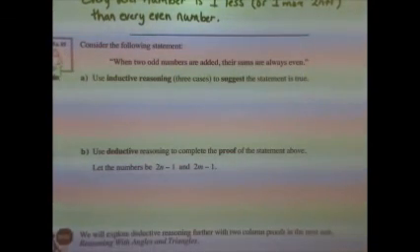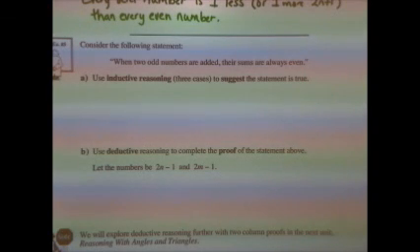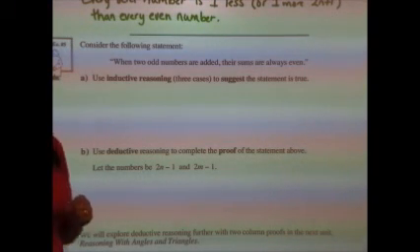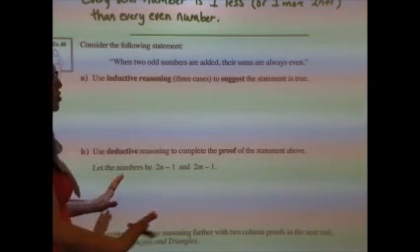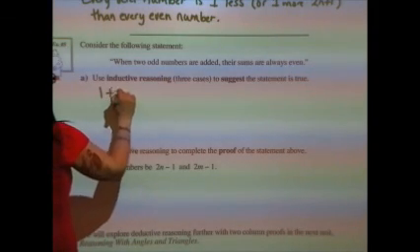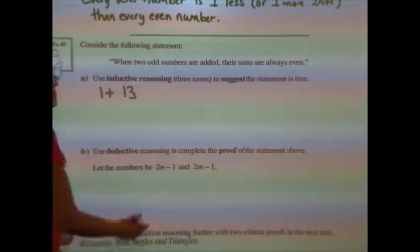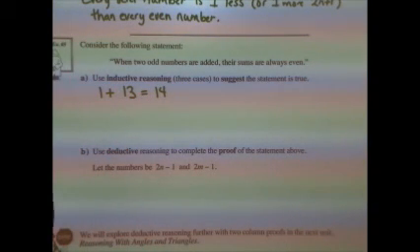So if we use that to look at class example number 5, it says, when 2 odd numbers are added, their sums are always even. Use inductive reasoning or 3 cases to state that this is true. So if I pick 2 odd numbers, any 2 odd numbers, 1 plus 13 equals 14. That's an even number.